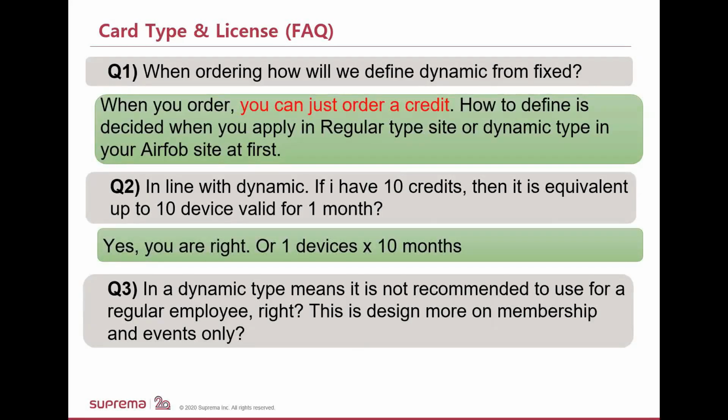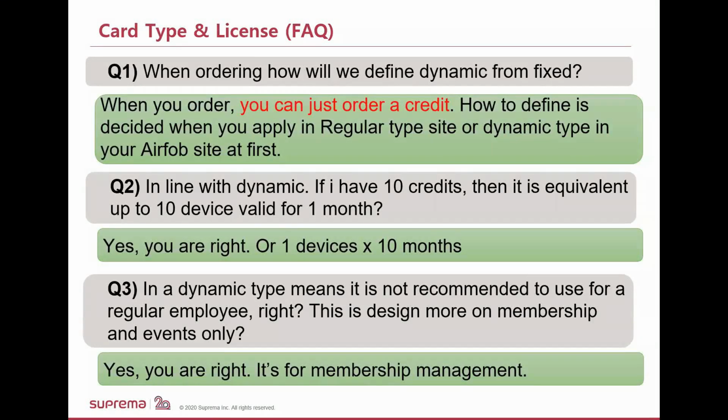Question 2. In line with dynamic, if I have 10 credits, then is it equivalent up to 10 devices valid for 1 month? The answer is, yes, you are right. Or you can use 1 device with 10 months. Question number 3. A dynamic type means it is not recommended to use for a regular employee, right? This is designed more on membership and events only. The answer is, yes, you're right. It is for membership management.